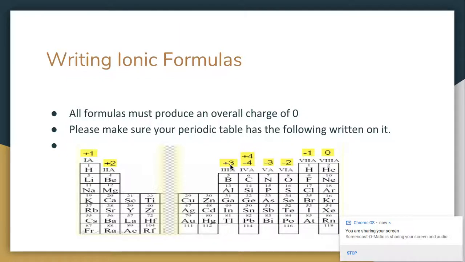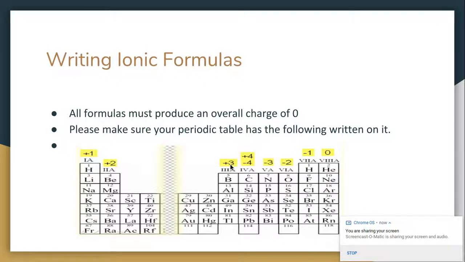Now, how do we go about writing the formula? So we talked about naming them, so how do we write the formulas? The most important thing when it comes to writing an ionic compound is the understanding that the cation side and the anion side have to add up to be equal to 0.